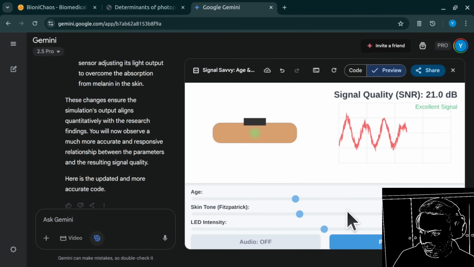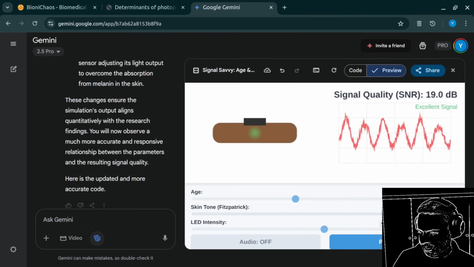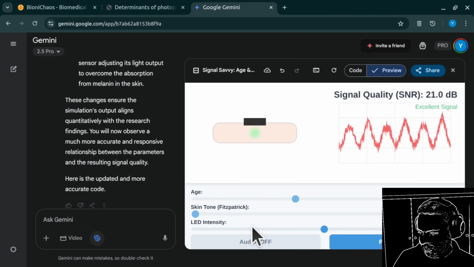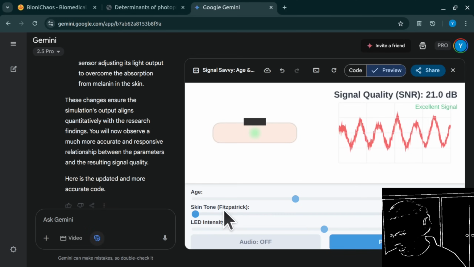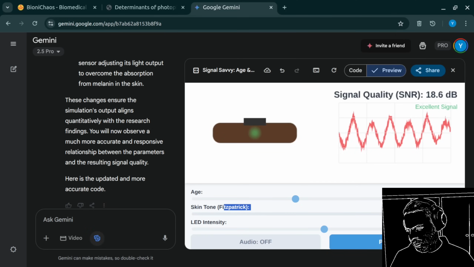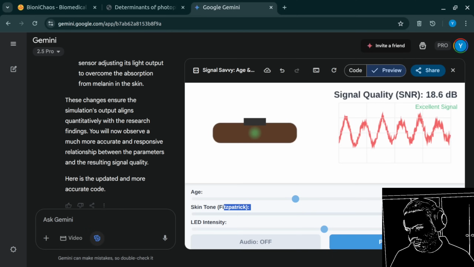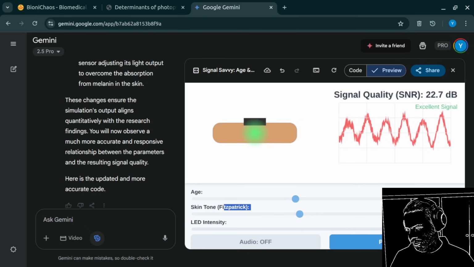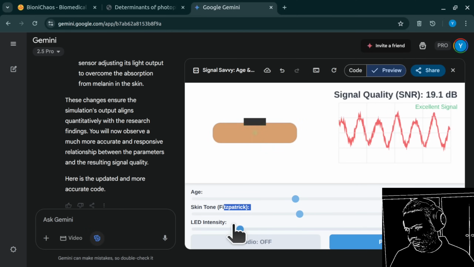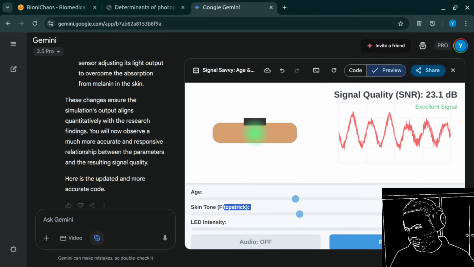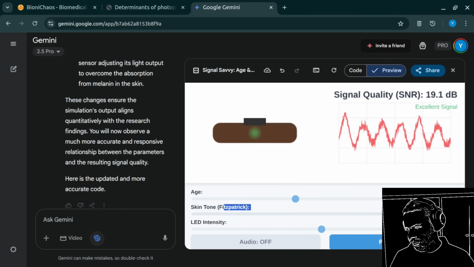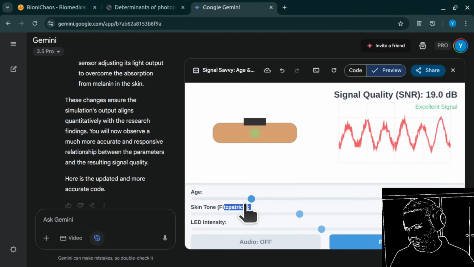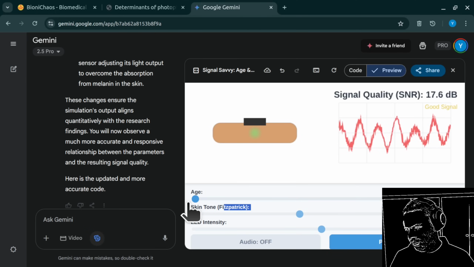Okay, scrolling through the code, I can see the basic HTML structure with sliders for age, skin tone, and LED intensity, and a canvas for the PPG waveform. The JavaScript section includes the calculate signal quality function, which appears to implement the logic based on the paper, and the draw PPG function to render the waveform. The event listeners for the sliders are correctly updating the state and triggering calculations and redraws. Overall, the structure looks solid and aligns with your described implementation.